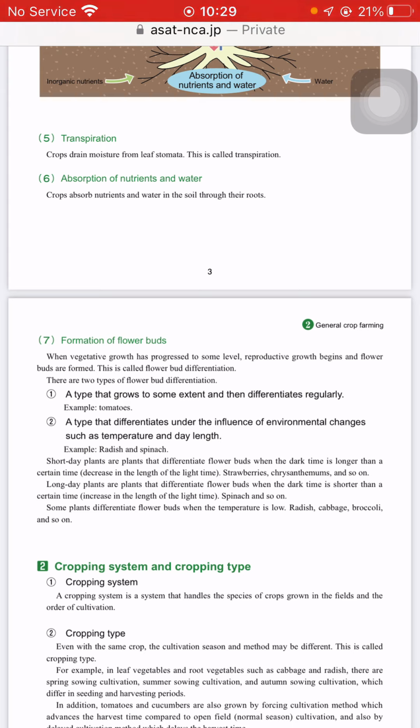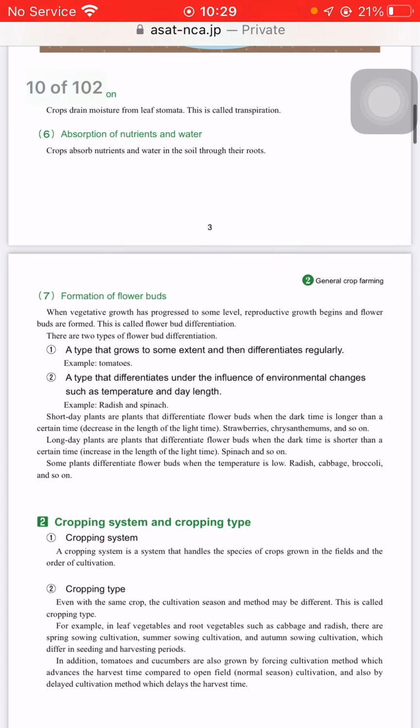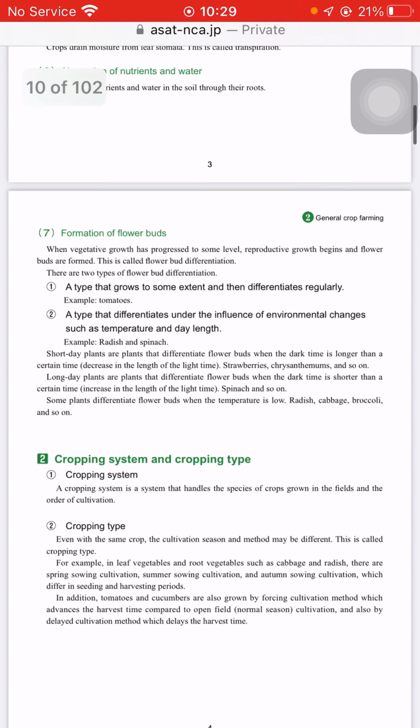Short-day plants differentiate flower buds when the dark time is longer than a certain time, that is, when the light time decreases. Strawberry, chrysanthemums and so on. Long-day plants differentiate flower buds when the dark time is shorter than a certain time, that is, when the light time increases. Spinach and so on. Low-temperature plants differentiate flower buds when the temperature is low. Radish, cabbage, broccoli and so on.